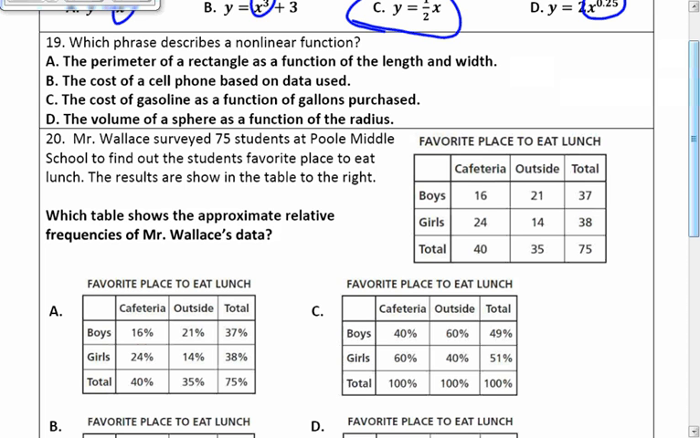Number 19, which phrase describes a nonlinear function? The perimeter of a rectangle is a function of the length and width. How do you find the perimeter of a rectangle? You just add up all the sides. That sounds pretty linear to me. The cost of a cell phone based on data used, we've done those in class, we know those are linear. The cost of gasoline is a function of gallons purchased, we know that's linear. The volume of a sphere is a function of the radius. Volume equals 4 over 3 pi radius cubed. I noticed that the variable has an exponent, non-linear. So that's what they're asking there. Which formula is non-linear? So you just have to know the formulas.